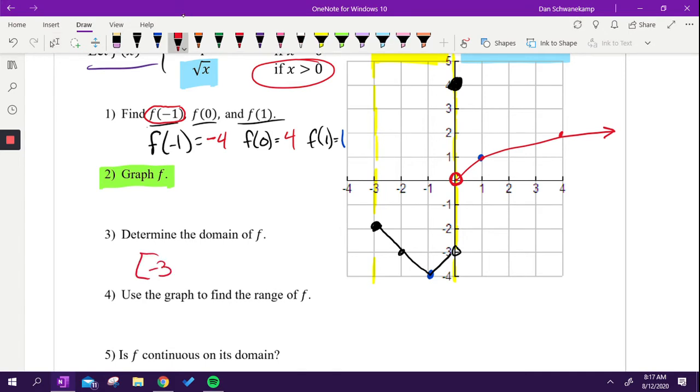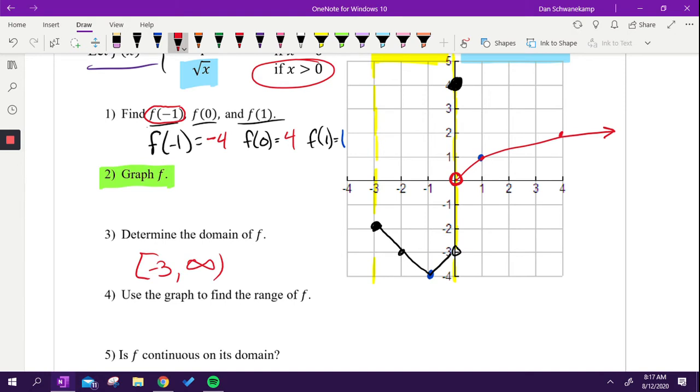Good. That's our domain. Range is going to be a whole lot harder. Okay. Range is kind of ugly, especially for this one. I start off down here at the bottom. When is the first time I'm going to touch my graph? -4. So I'm going to touch my graph here at -4. Do I actually use -4? Is it a closed circle? Yeah, so I can use -4.